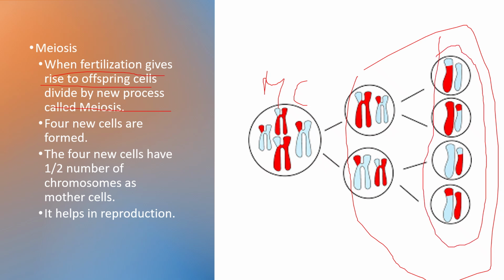The four new cells have half the number of chromosomes of the mother cell. So this has four chromosomes. This has two. This has only one pair of chromosomes. So 4 to 1. 4 to 1 is the process that we can see: the four new cells have half the number of chromosomes of the mother cell, and it helps in reproduction. And here we finish our chapter.